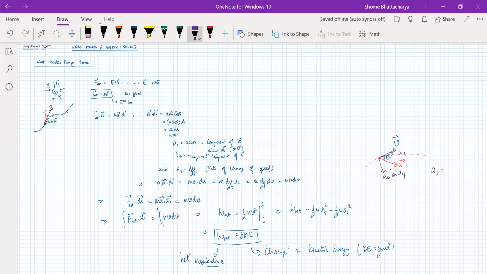So the tangential component is dv by dt. It's the rate of change of speed. Whereas the normal component or centripetal component, that is v square by r, where r is the radius of curvature. Same thing that you learned in circular motion also, right? Yes, sir. So this is the important thing. This is the tangential component of acceleration. This only is our a cos theta here, where theta is this angle.